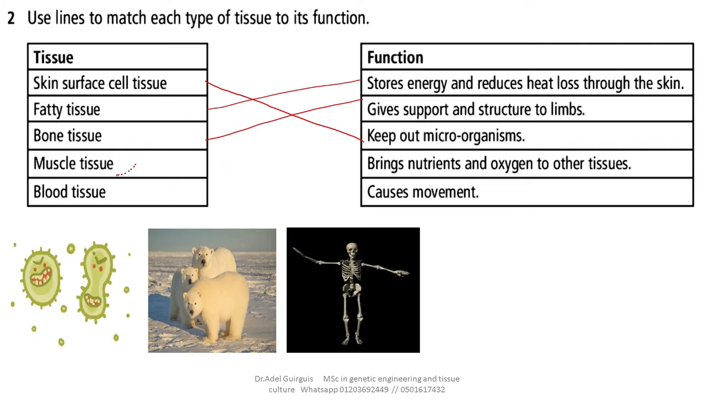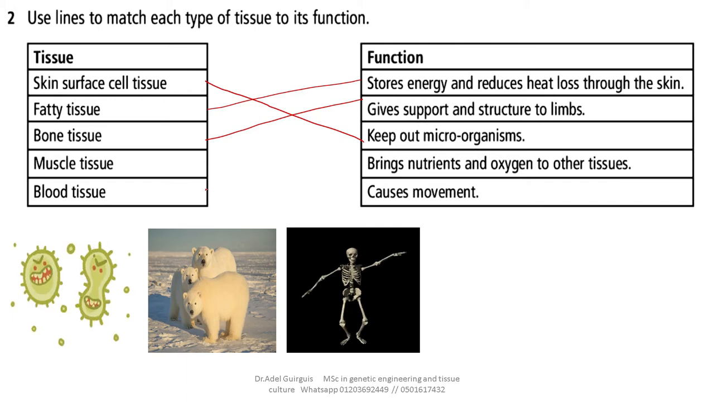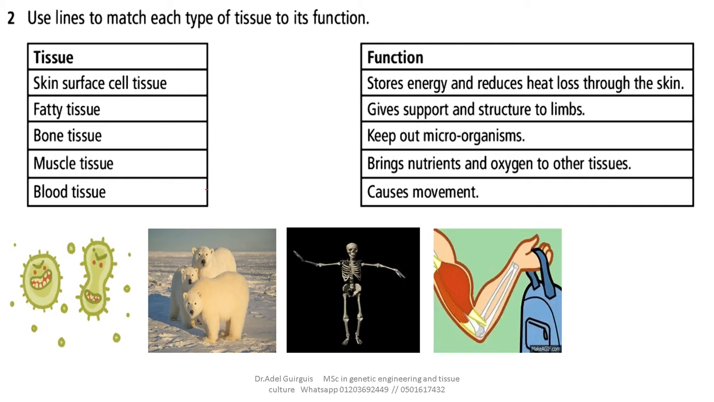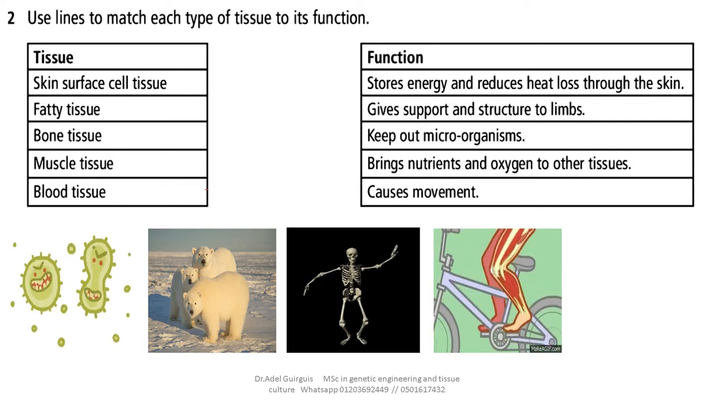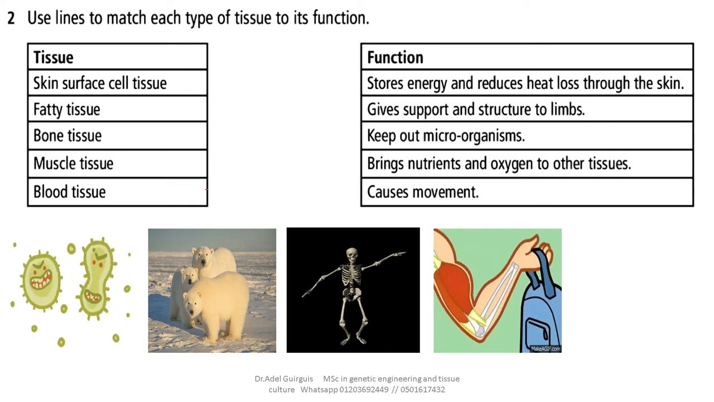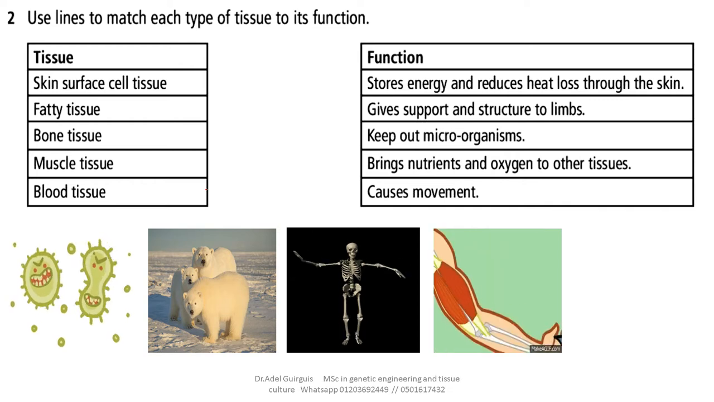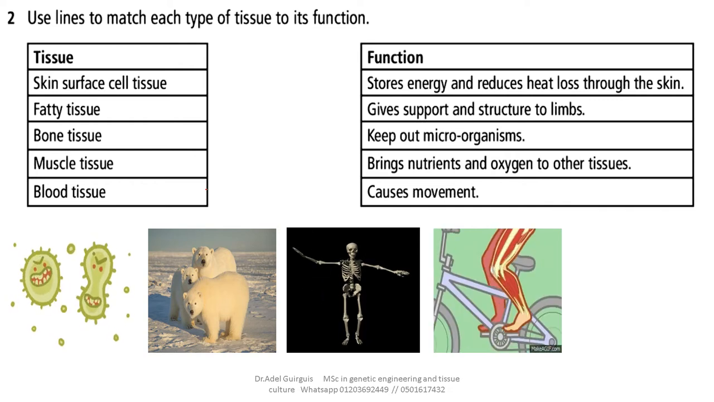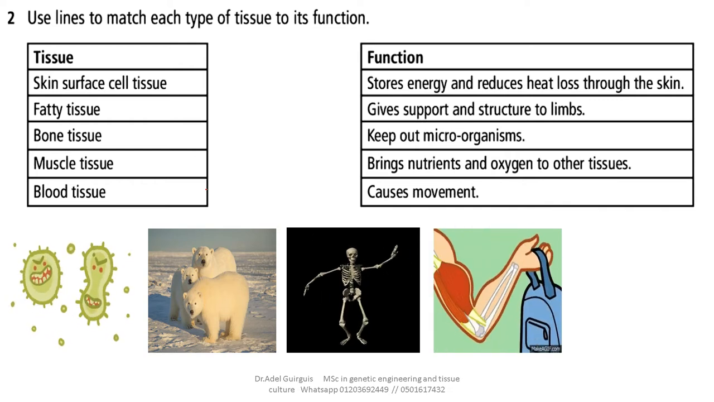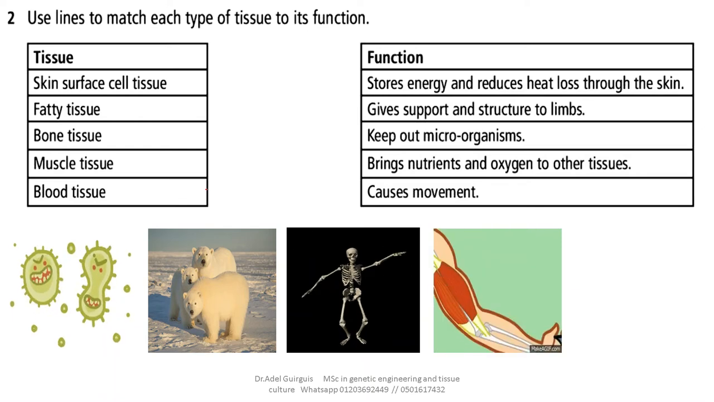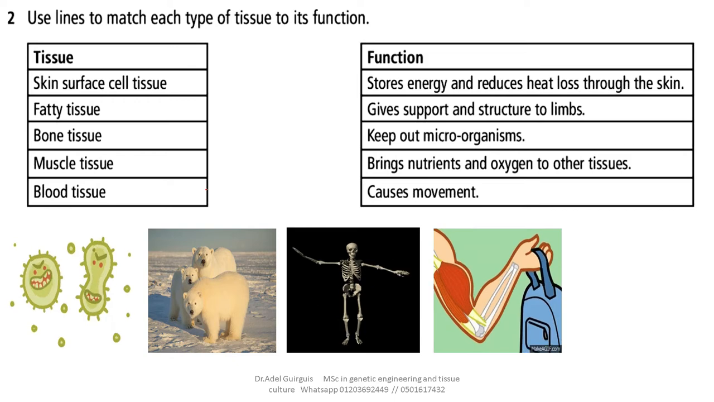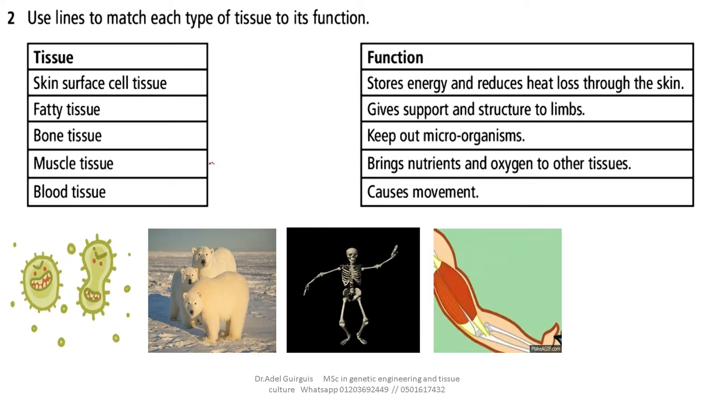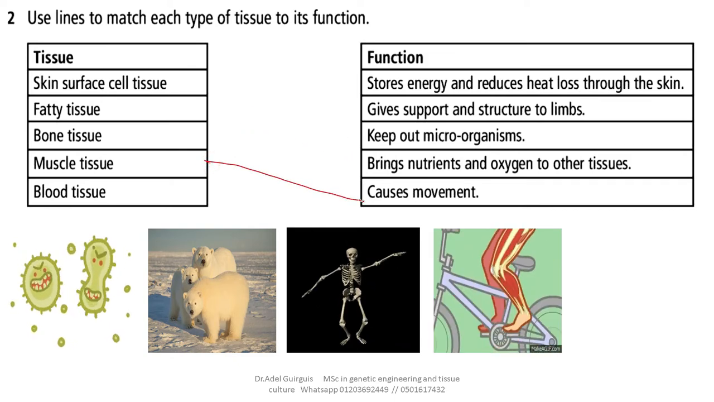What else? Muscle tissue. What about muscles? Muscle tissue, like this muscle in your arm, in your legs. What is its importance? It causes movement. It allows bones to bend. It allows the skeleton to move from area to area, like in this figure. This is for muscle tissue: causes movement.